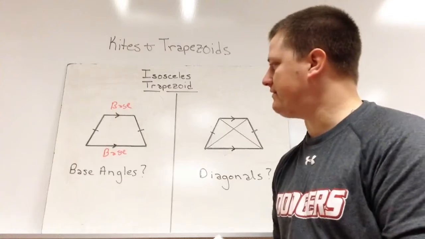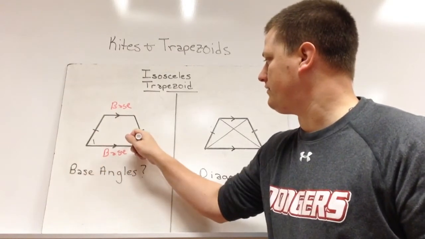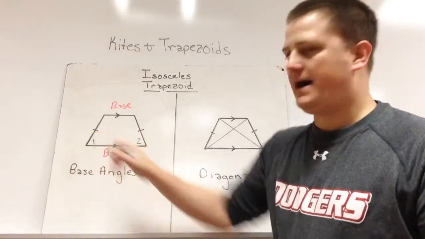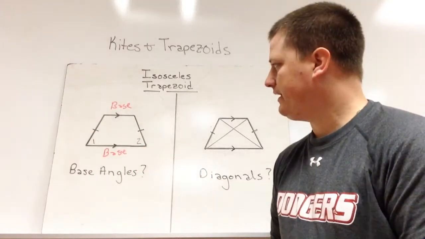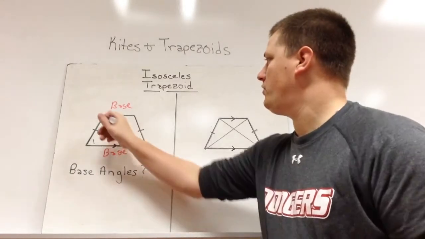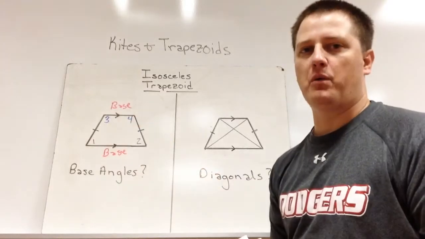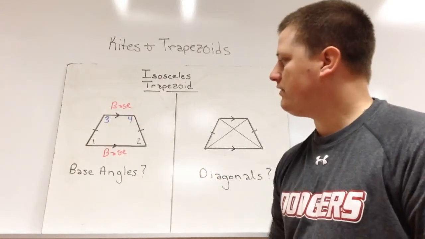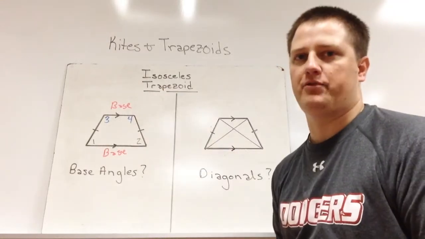So the first base angles would be this angle here. We'll call this one 1. We'll call this one 2. So we want to know, how do angles 1 and 2 work together? The other base angles on this would be 3 and 4 there. How do 3 and 4 work together? So we want to know, how do the base angles work together in an isosceles trapezoid?